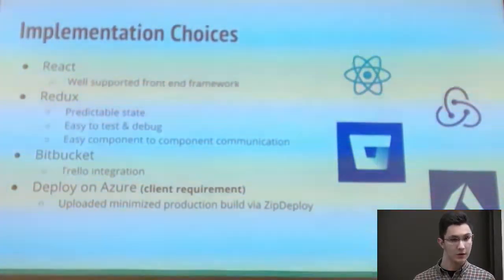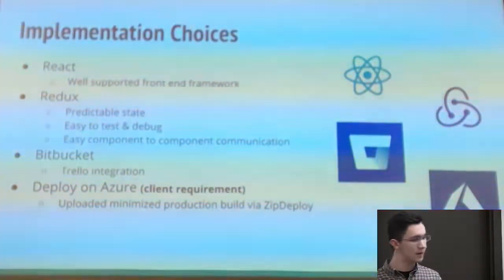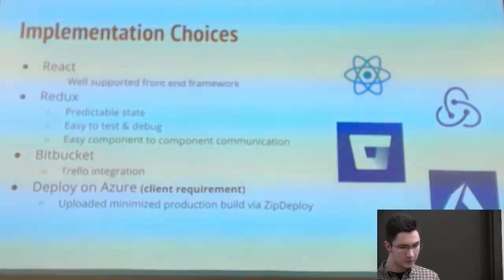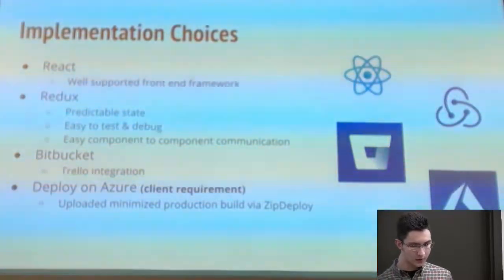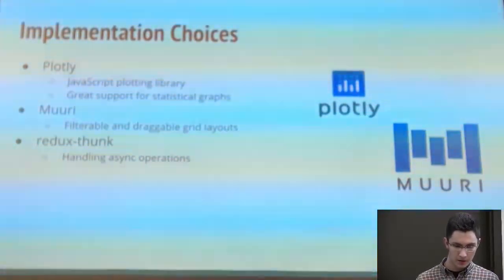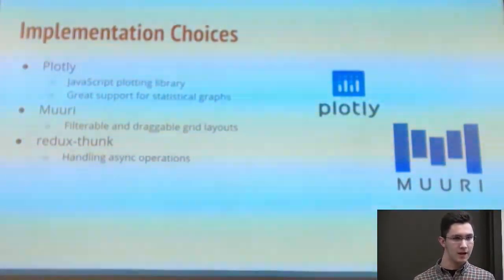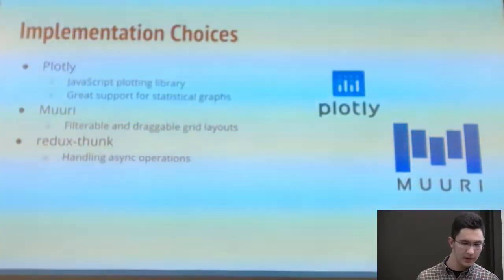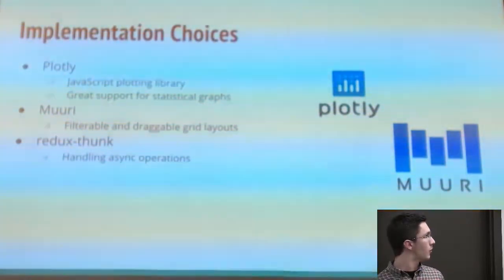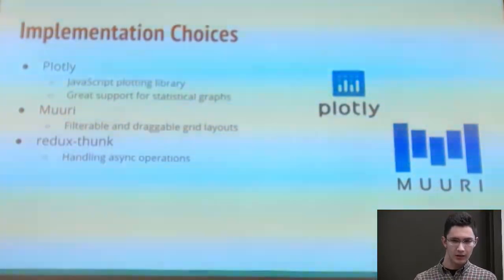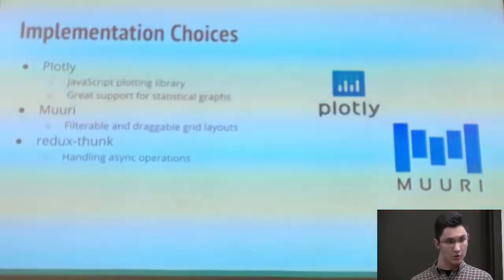We're using Bitbucket, again, to host our code. Nice thing is that Trello is integrated directly into Bitbucket, so we can use it to track any defects, any new action items, and so forth. And again, as it was mentioned, we are deploying on Azure. We're also using Plotly as our main JavaScript plotting library. The reason we chose this instead of the 20 other ones that are out there is because they have great support for statistical libraries. We're using Murray as a grid layout library, which allows us to drag widgets to and from and to reorder things. And then we're using Redux Thunk for handling asynchronous operations.